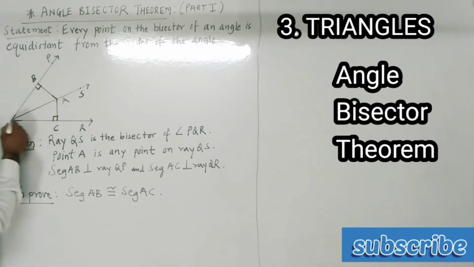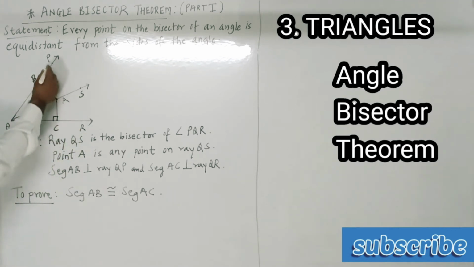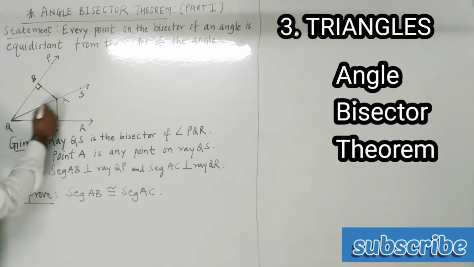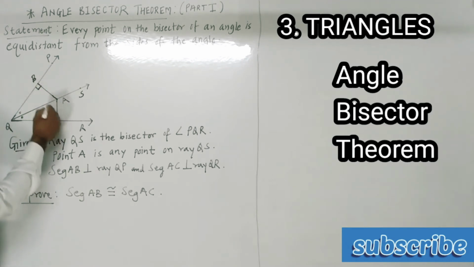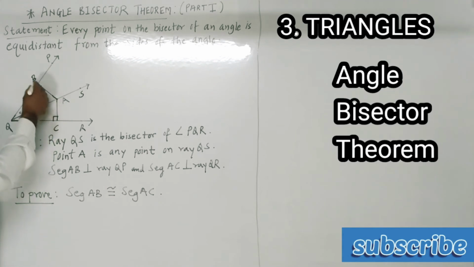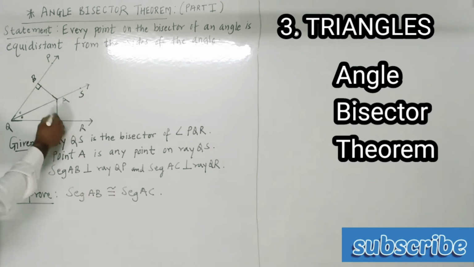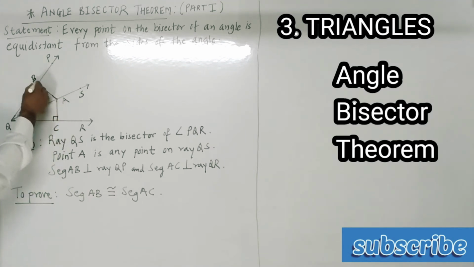Let us consider angle PQR. In angle PQR, QS is the angle bisector. These two angles are given congruent, and this red point A is any point on the angle bisector. Then AB, which is perpendicular, and AC, perpendicular, this point A is equidistant from the sides. That we have to prove.